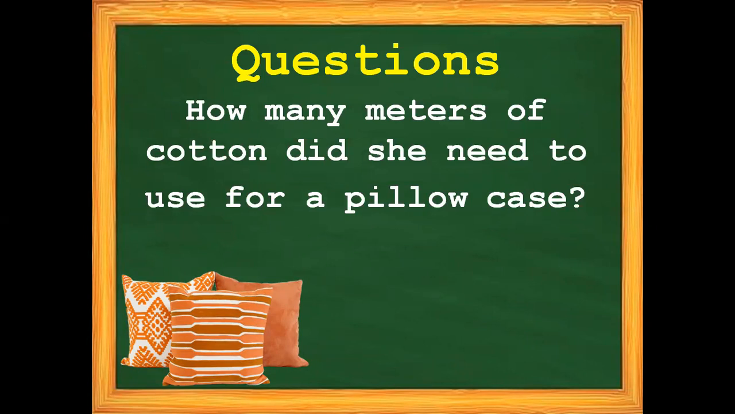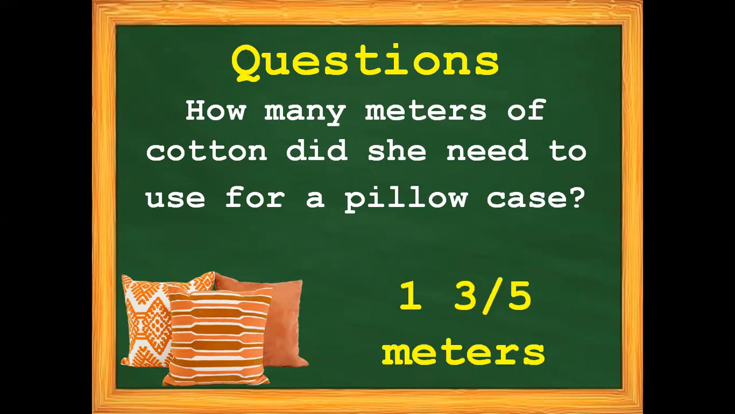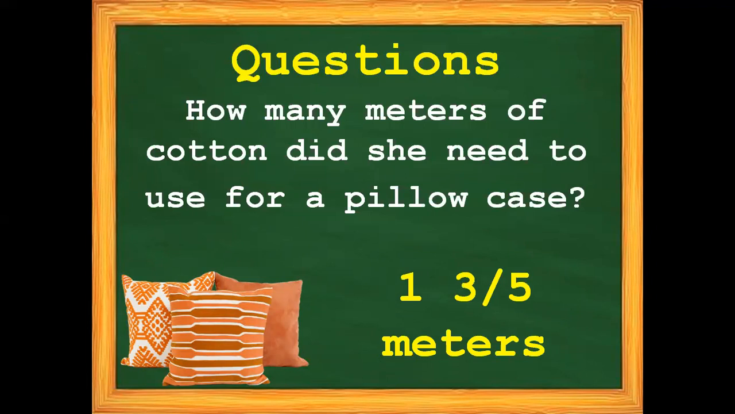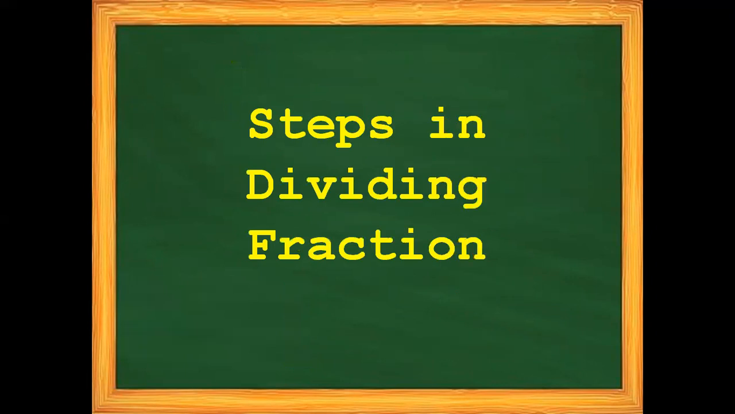Next, how many meters of cotton did she need to use for a pillowcase? Answer, 1 and 3/5 meters. Now, let's solve the problem. What are the steps in dividing fractions?